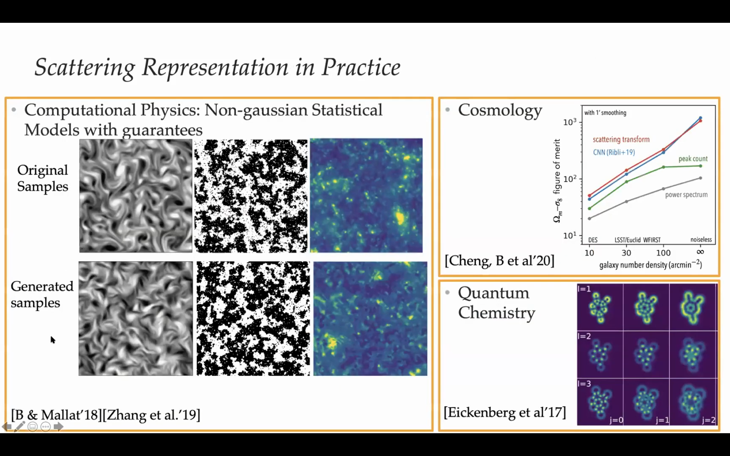So how can we actually leverage scattering representations in practice? There's a bunch of interesting benefits of a representation that doesn't require much learning. In particular, it can be used in different areas of physics to define statistical models for complicated physical phenomena. Here I'm showing you different flavors of that.